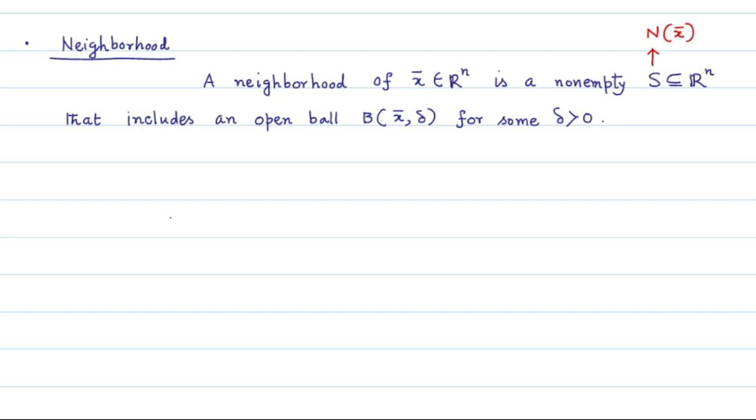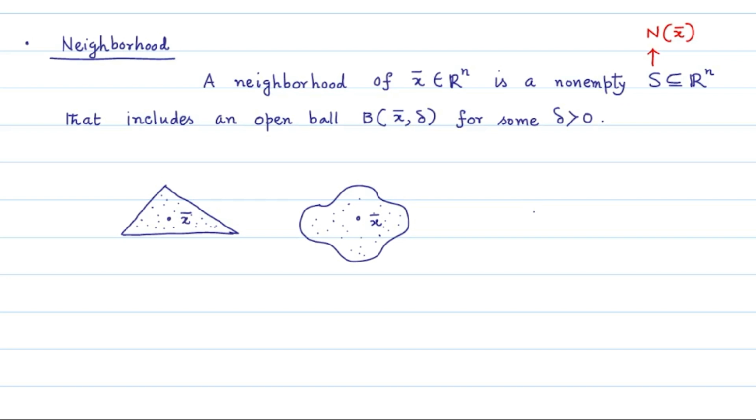For example, if we consider a point, say this point in the R2 plane, then a triangular region for which x bar is strictly inside this triangle is a neighborhood of the point x bar. For this point, a region, say this region, is a neighborhood of the point x bar. However, corresponding to a point x bar, a region of this type, for which x bar is not strictly inside this region, is not a neighborhood of the point x bar, because whatever ball of small radius centering at the point x bar you consider, that ball is not lying inside the set capital S, and hence this set S is not a neighborhood of the point x bar.